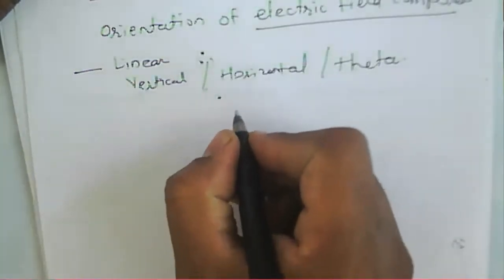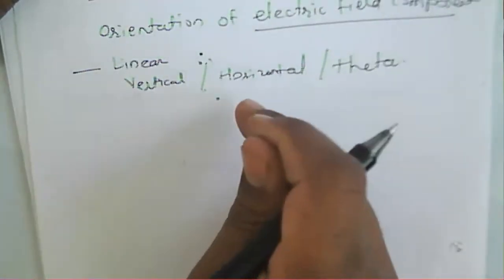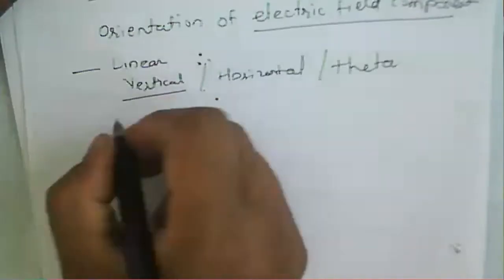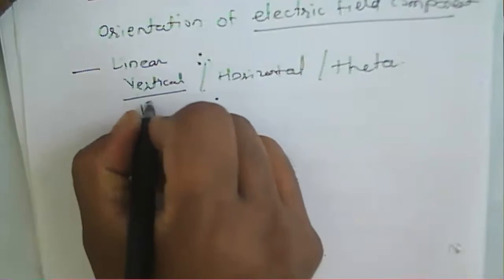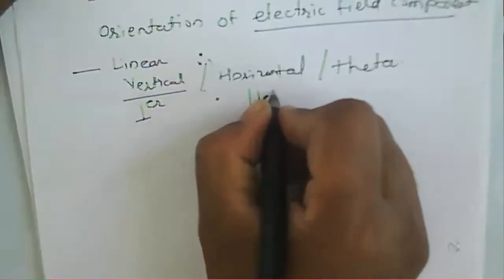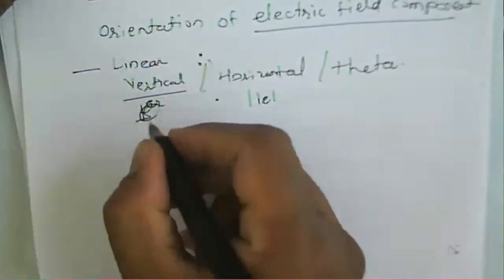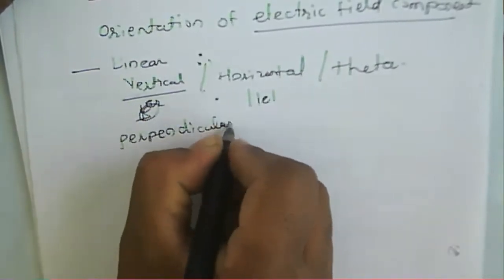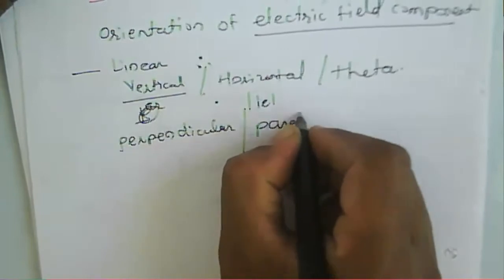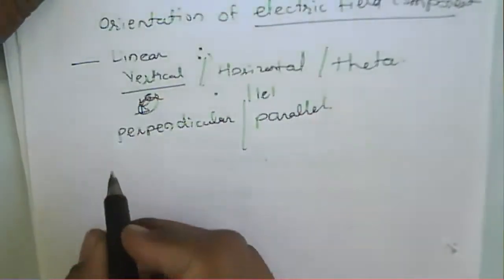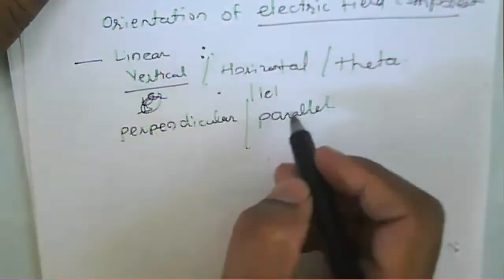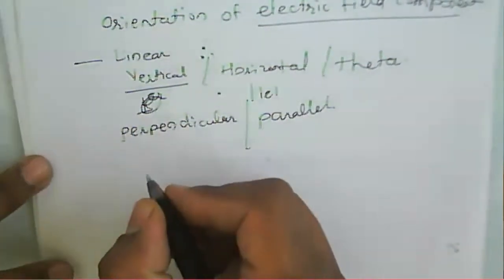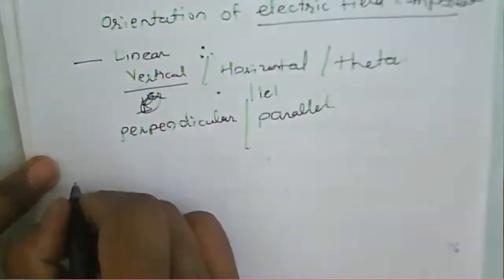Vertical electric field component, horizontal electric field component. Here, vertical is nothing but a perpendicular one, or here we can say a parallel one. I'll write here: perpendicular, then parallel. Vertical means perpendicular one, horizontal means parallel. So that polarization is called a vertical polarization or a horizontal polarization.